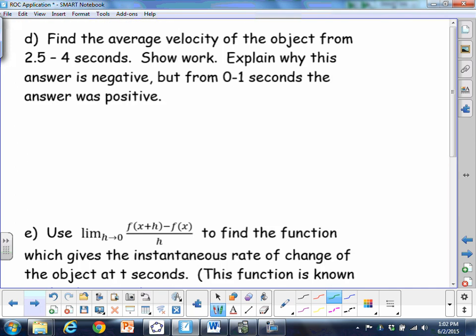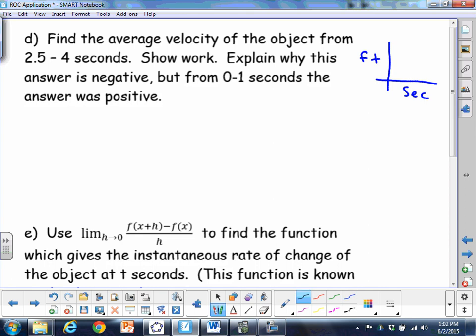Moving on. Let's find an average velocity of the object. The rate of change is velocity. If you think about the units again on this one, it was feet per second. Change in y over change in x, so a slope or average rate of change is the same as the average velocity. So let's do this from 2.5 to 4 seconds.